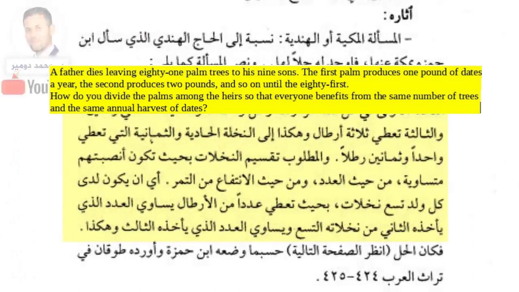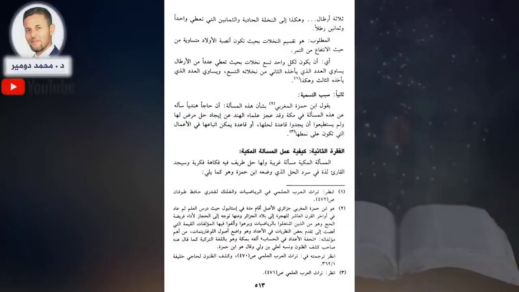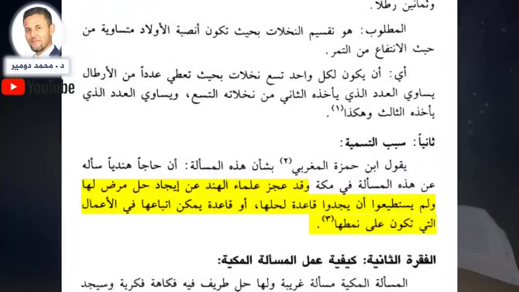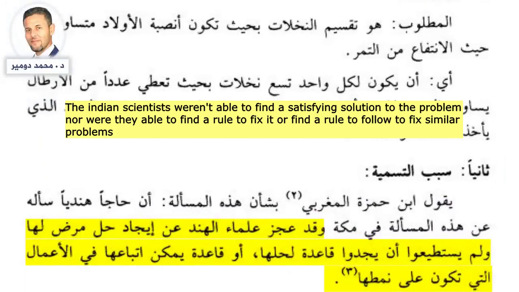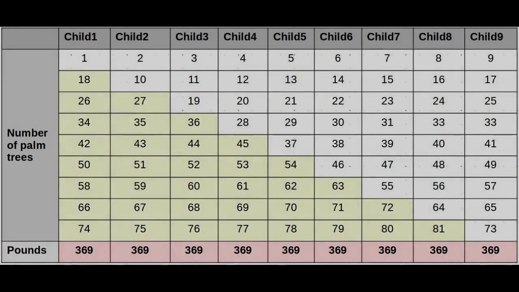The children didn't know how to apply this division between them according to their father's will, so they took their problem to the Indian mathematicians, and they weren't able to find a convincing solution for them, nor were they able to find a rule to follow towards solving this problem. One of the Indian pilgrims knew that the mathematician Ibn Hamza was in Mecca, so he went to him with his problem. Ibn Hamza told him every child shall produce 369 pounds of dates in a year.